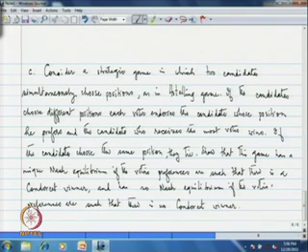So, this is the question: consider a strategic game in which two candidates simultaneously choose positions, as in Hotelling's scheme. If the candidates choose different positions, each voter endorses the candidate whose position he prefers, and the candidate who receives the most votes wins. If the candidates choose the same position, they tie. Show that the game has a unique Nash equilibrium if the voters' preferences are such that there is a Condorcet winner, and has no Nash equilibrium if the voters' preferences are such that there is no Condorcet winner.